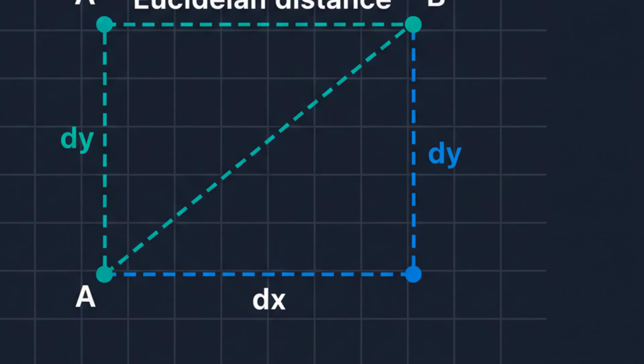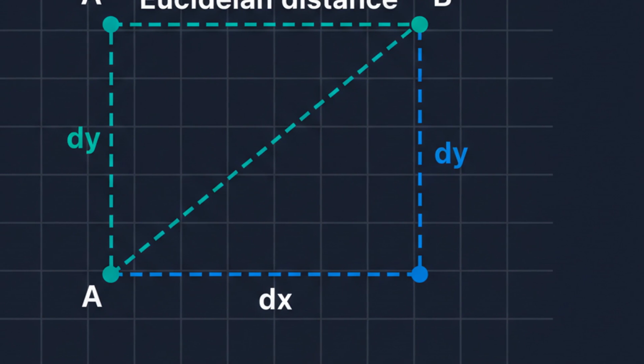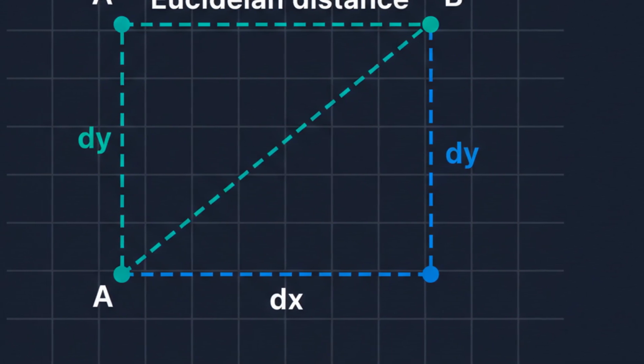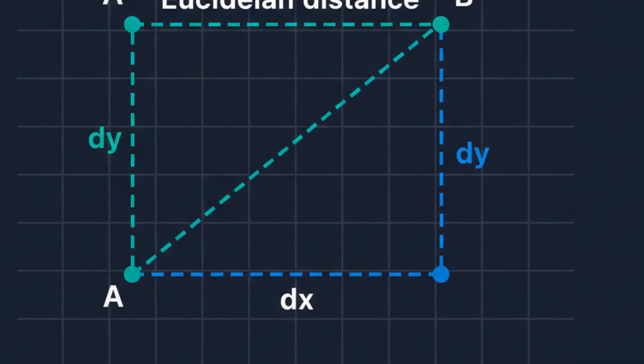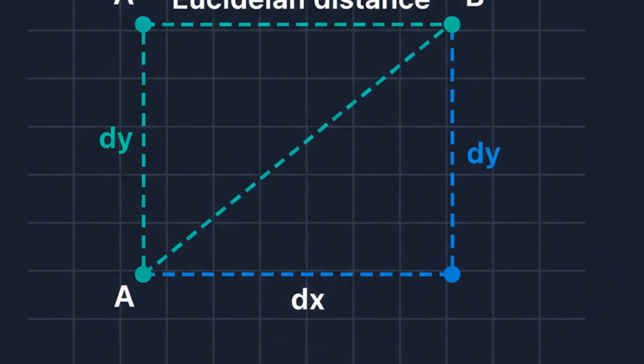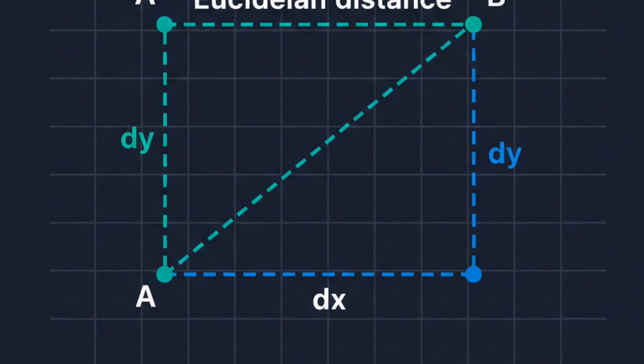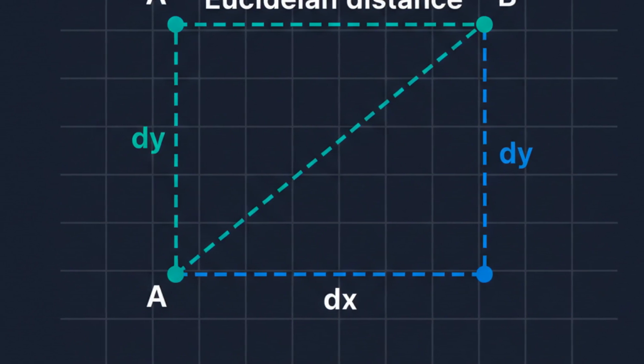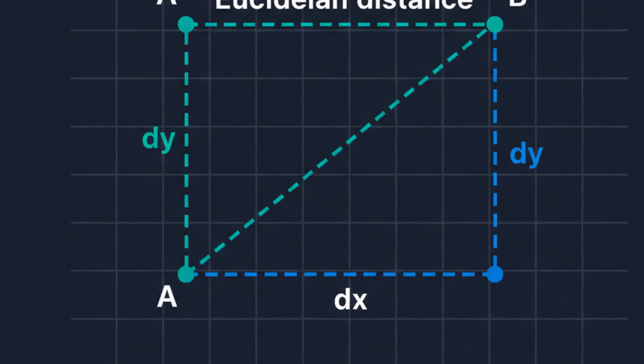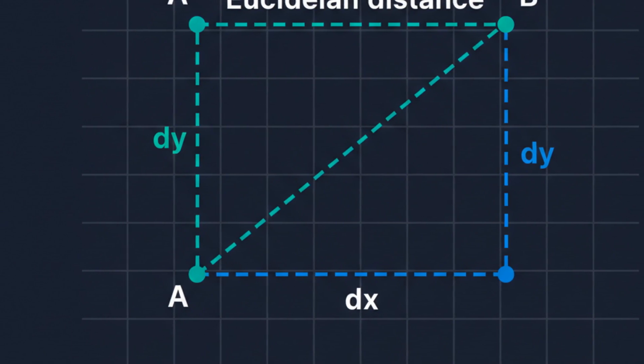Let's start with the most intuitive one, Euclidean distance. It's just the straight line distance between 2 points. The same Pythagoras theorem you learned in school, extended to many dimensions. You subtract the vectors, square each difference, sum them up, and take the square root. Smaller means closer. It answers a simple question. How far apart are these 2 points physically?